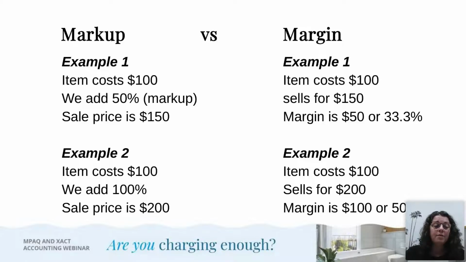So it's important to understand there's a difference between these two. Second example that we're using here, same item costs $100. We want to add our markup of 100%, which will give us a sale price of $200. So conversely, in that example, our sale price of $200 means our margin is $100 or 50%. So our markup is 100%, but our margin is only 50%. So it's critical to get those in line. And when we go through and have a look at our example later and we start working through our calculator in more detail.